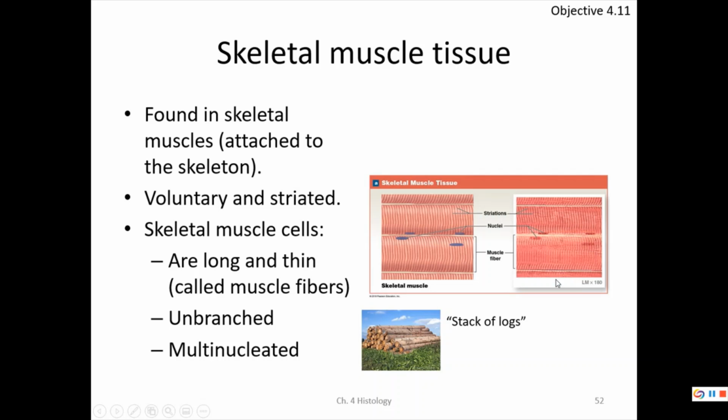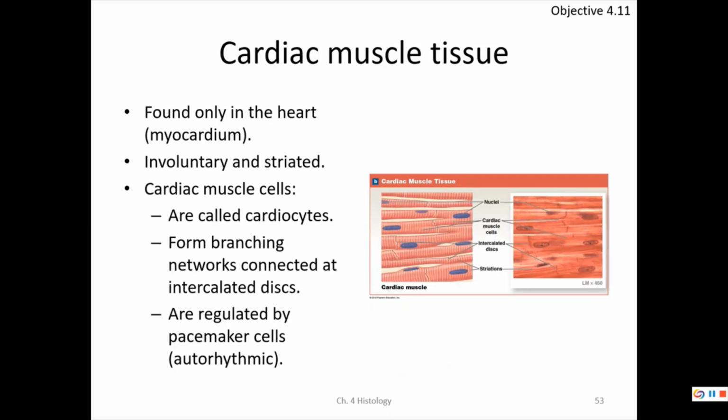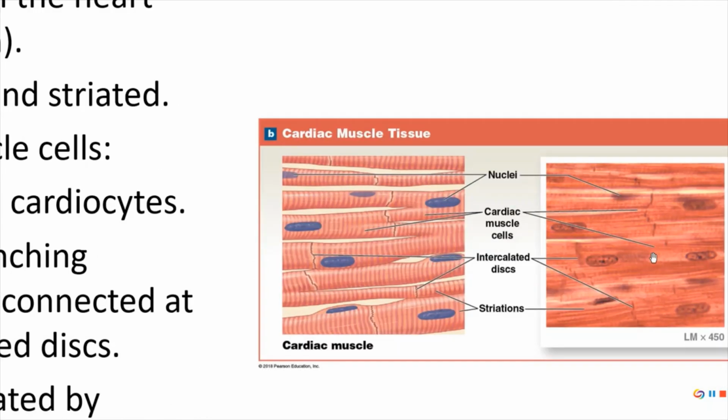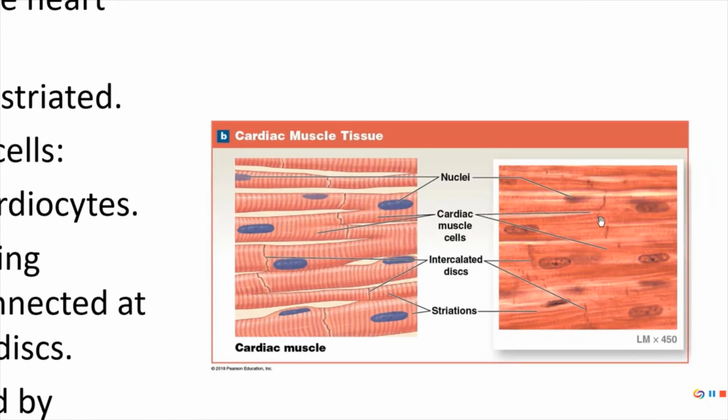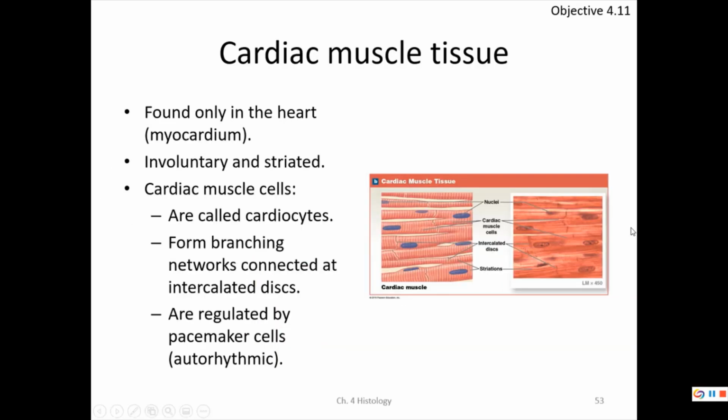Okay. And so it is important that you guys know that it is voluntary striated. I can control it. Cardiac muscles, they're found in the heart. Its home is where the heart is. It is involuntary striated. As you will see, there are striations that are visible here. All these striations. Yet you cannot control the heart. Your heart beats on its own. You cannot tell it to stop.